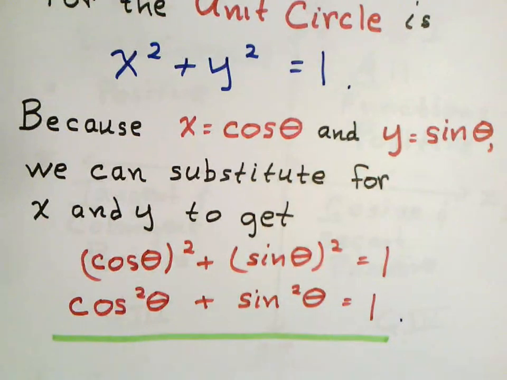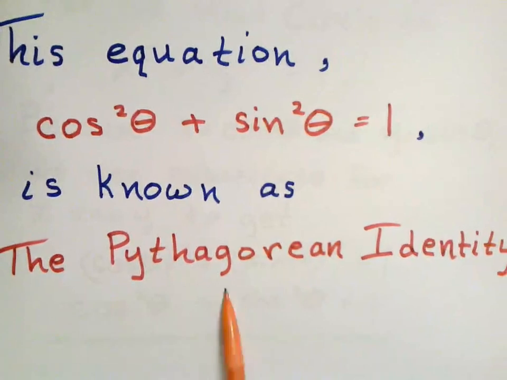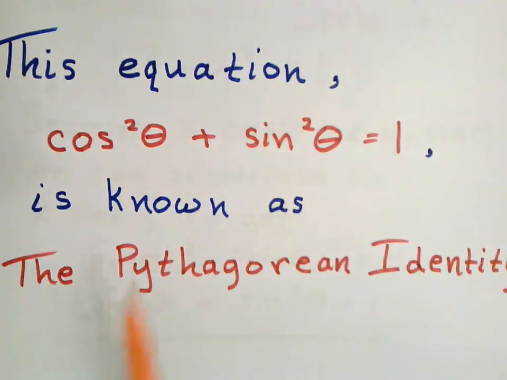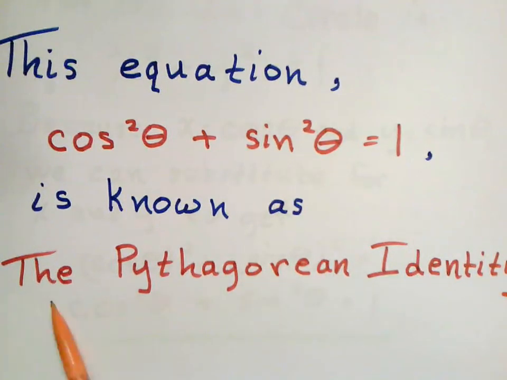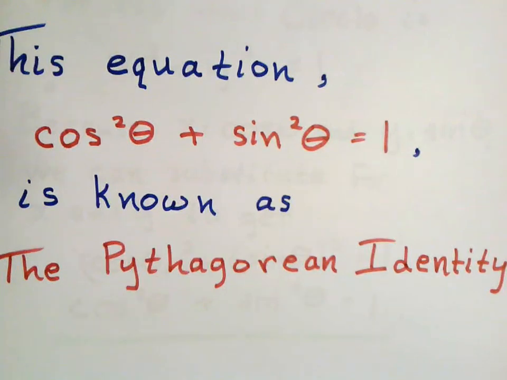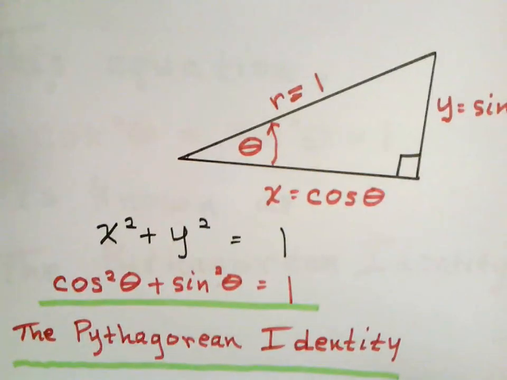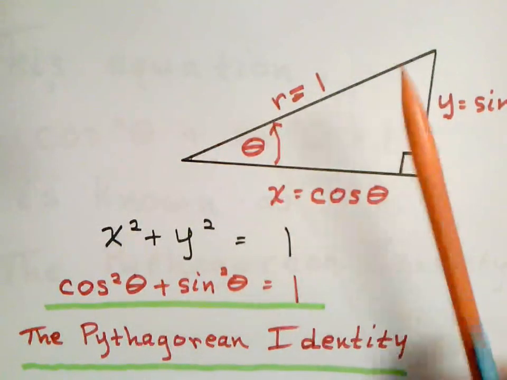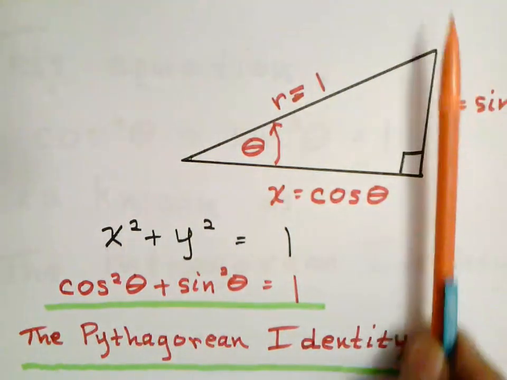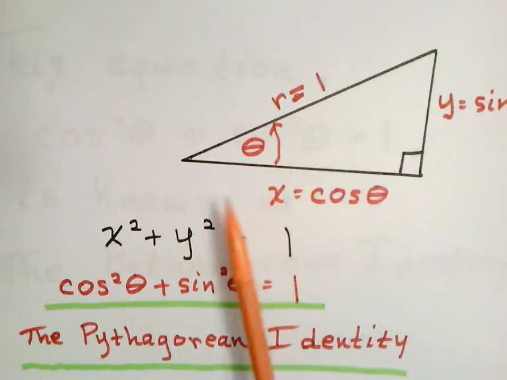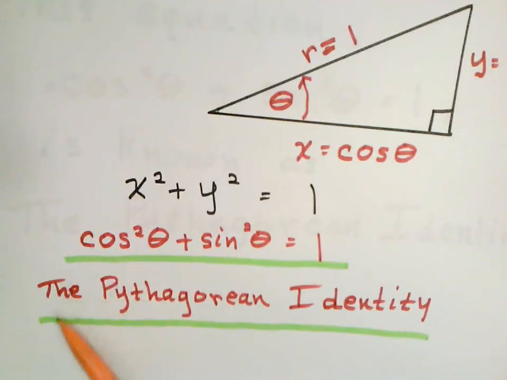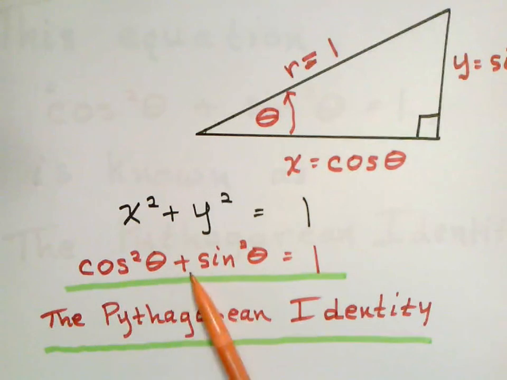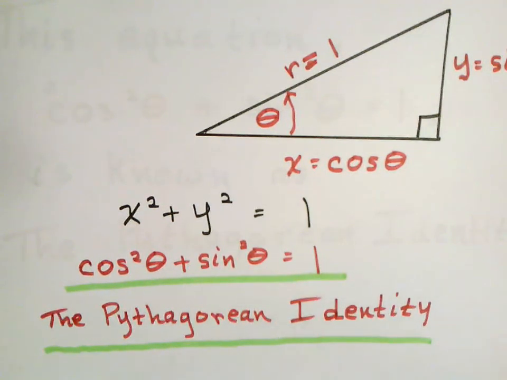Now, this equation right here is known as the Pythagorean identity. It is one of 3 Pythagorean identities. We're using this one today. Cosine squared of theta plus sine squared of theta equals 1, and it's known as the Pythagorean identity. And you think about a right triangle. If you're in a unit circle, remember the radius is 1, and if you have this vertical side here being our y, which is sine of theta, the horizontal side being our x, which is cosine of theta, then you see we have again that Pythagorean identity, cosine squared of theta plus sine squared of theta equals 1.